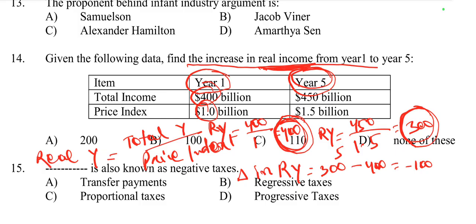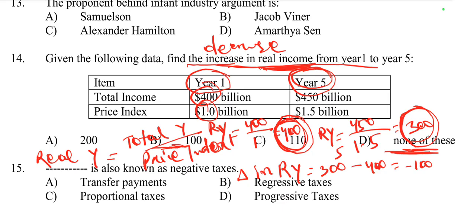If the question asked to find the decrease in real income from year 1 to year 5, that is 100. But here the question asks for an increase. So it is not an increase but a decrease. If the question asks for the decrease, then option B should be the right option, because the value is a $100 billion decrease. But here the question asks for an increase, so the answer should be none of the above.